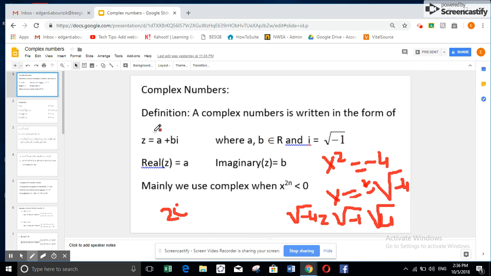For example, 2 plus 3i. 2 is a real number, 3 is a real number, but i is the square root of minus 1. We call a the real part, b the imaginary part. So as we said, when an even power, for example, is less than 0, it does not exist in real, but exists in a set called complex, and the abbreviation of the complex set is C. So let us go more.